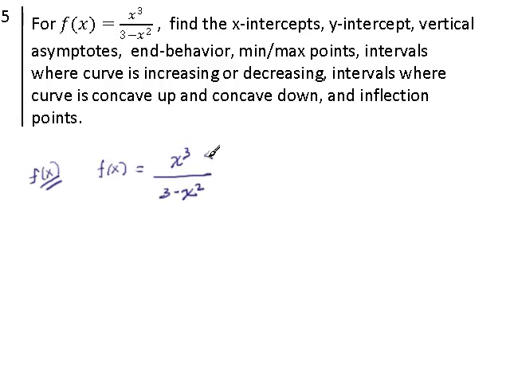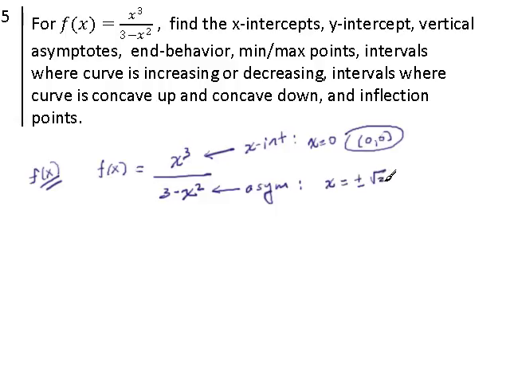So first we have the x-intercepts we get by setting the numerator equal to 0, and so that would be x equals 0. So 0, 0, that's going to be an x-intercept and a y-intercept. And then the asymptotes from setting the denominator equal to 0, so we see that the asymptotes occur at x equal plus or minus square root 3.